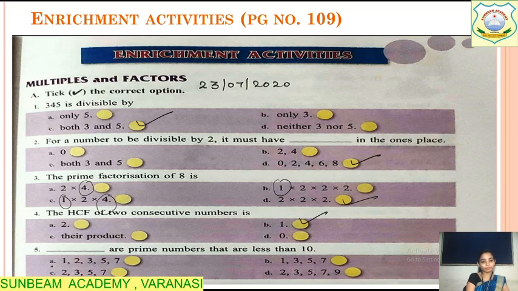B. Last, dash are the prime numbers that are less than 10. जो 10 से छोटे हैं. Prime numbers कौन से होंगे? 2, 3, 5, 7. See the option C. 2, 3, 5, 7. They are prime numbers less than 10. 1 is a unique number, so it is not there. 1 is a unique number and 9 is a composite number. Got it? So the first answer is C, second is D, third is B, fourth is B and 5 is C.